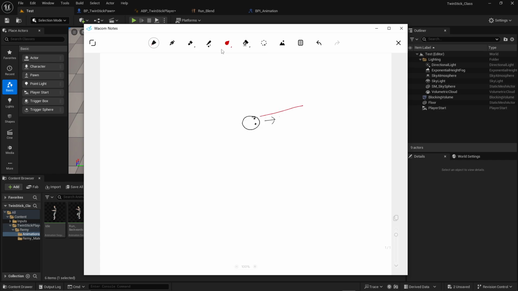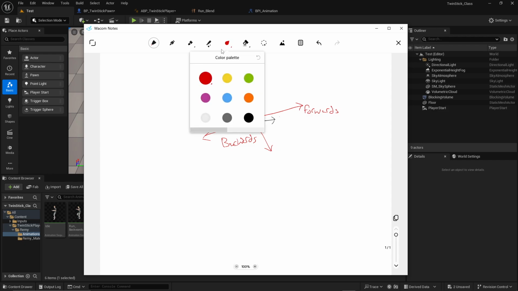So if they're moving in this direction, then that means they need to be running forwards, right? Because relative to this direction, they're moving forwards. If they're moving in this direction, relative to this, they are moving backwards. Same thing with this and this. This is going to be left and right. And this will be changing based on whatever direction they're facing.